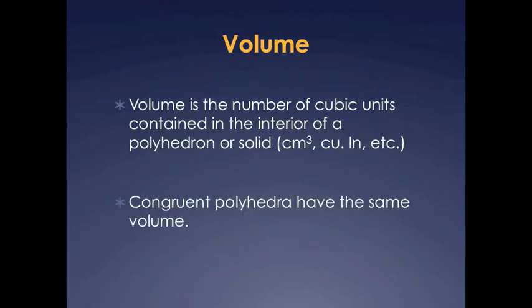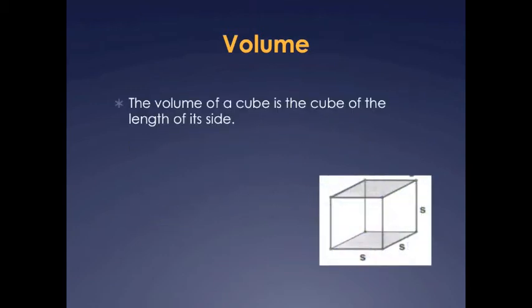Congruent polyhedra have the same volume. So if they're congruent, then they have the same volume. The volume of a cube is the cube of the length of its side. So in this case, volume would equal side cubed.